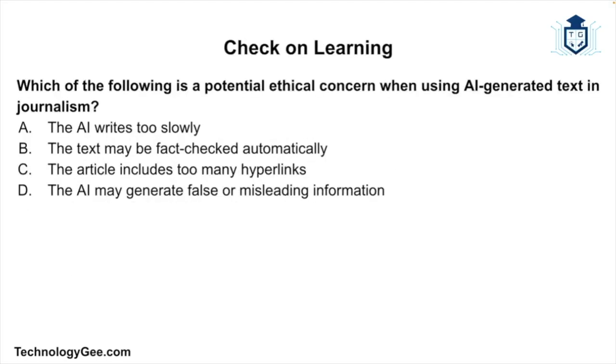Now, with all that being said, let's do some check on learning. Our first question is, which of the following is a potential ethical concern when using AI generated text in journalism? Is it the AI writes too slowly? Is it the text may be fact checked automatically? Is it the article includes too many hyperlinks? Or is it the AI may generate false or misleading information?